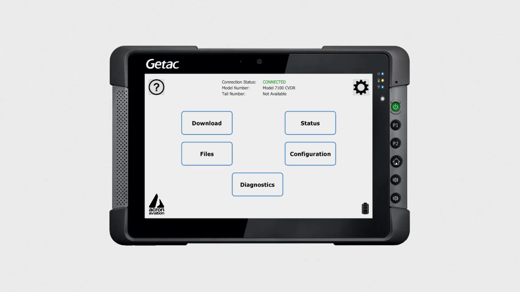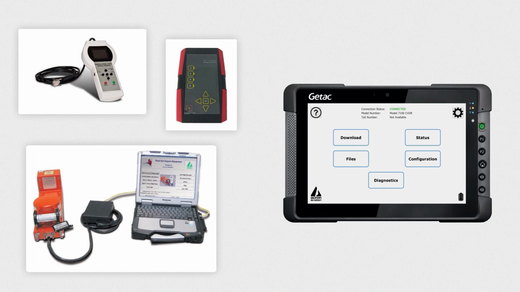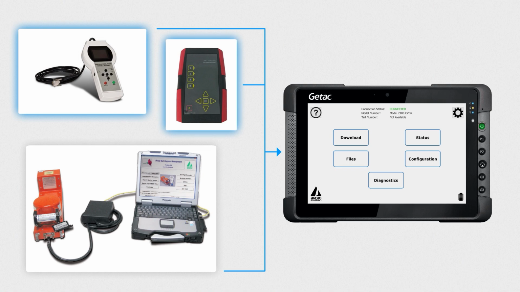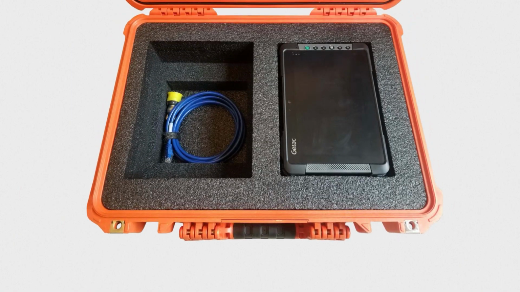Acron Aviation's Recorder Data Interface, or RDI, is the newest addition to the Acron Aviation ground support equipment family. This Windows-based tablet is made to merge the capabilities of Acron Aviation's previous ground support equipment into one unit. The RDI replaces the Pi 1 and Pi 2, as well as some functions of the ROSE software and the ROSE analysis unit. The RDI is sent as a kit with cables for use to connect to the recorder, as well as some other required accessories.